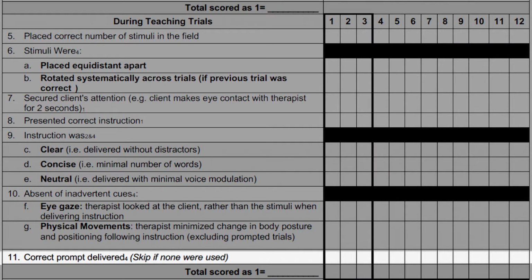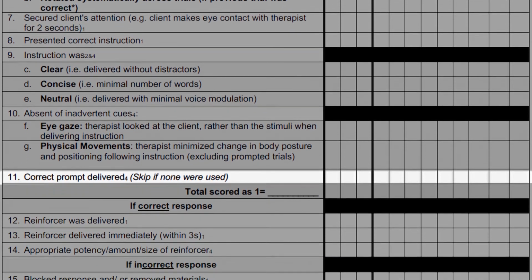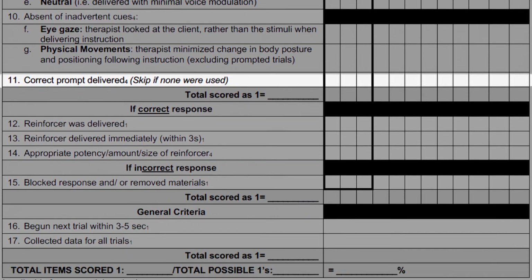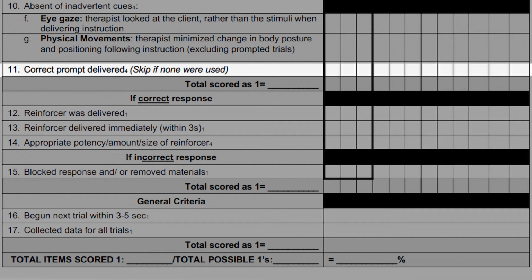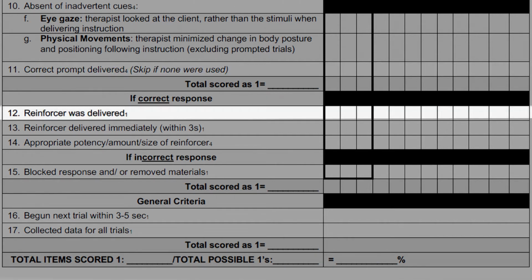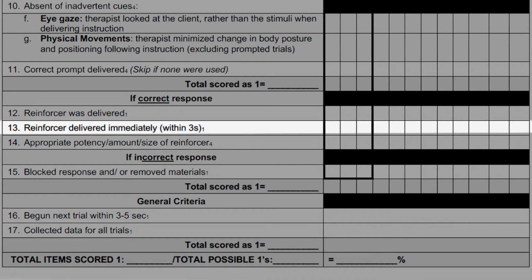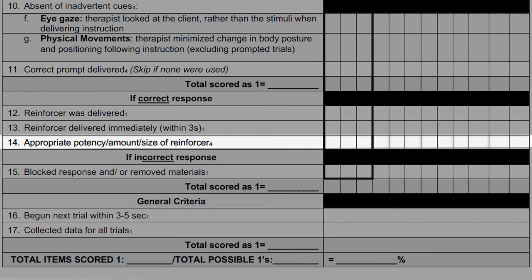For Step 11, if the learner required a prompt and the instructor provided it correctly, we would mark it here. Otherwise, it would be NA. Now, the next part of the PMT is split up into 2 options, which depends on the learner's response. If the learner responds correctly, the RBT must 12. Deliver the reinforcer, 13. Deliver it immediately within 3 seconds, 14. It must be the appropriate amount. Alright, let's see what the correct response looks like.